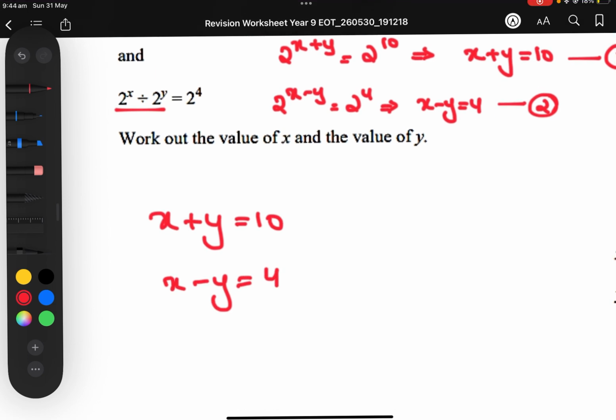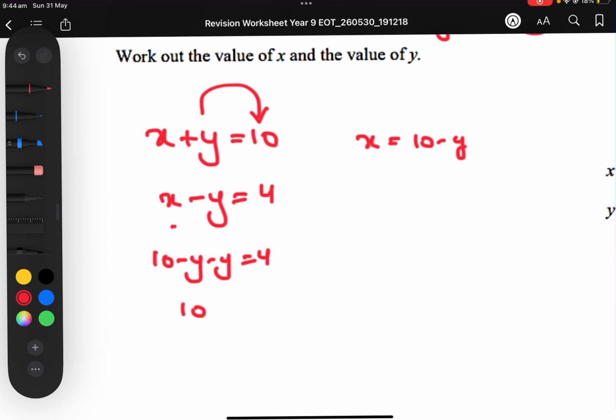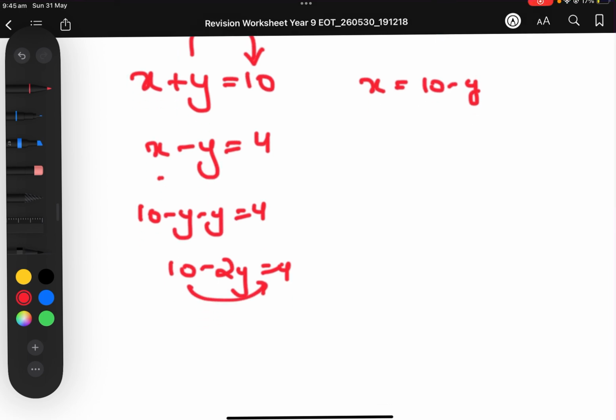So what do we do? Think of the numbers. If you want, you can simplify it. How? By the substitution method. You're going to take x is equal to 10 minus y, then 10 minus y will be substituted in this equation. So in the place of x, I'm going to write 10 minus y minus y is equal to 4. It becomes 10 minus 2y is equal to 4, and then this 10 goes towards the other side. It becomes minus 2y is equal to 4 minus 10, which turns out to be minus 6.